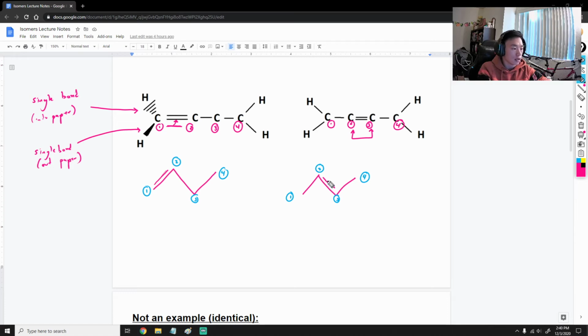So again, if you notice, the chemical formula is going to be exactly the same. There's going to be 4 carbons and 4 hydrogens. But because the double bond is in a different spot, these are going to be isomers. They're going to be a little bit different. So here we have all of the atoms arranged similarly, but because the bonds are in different places, they are going to be isomers.